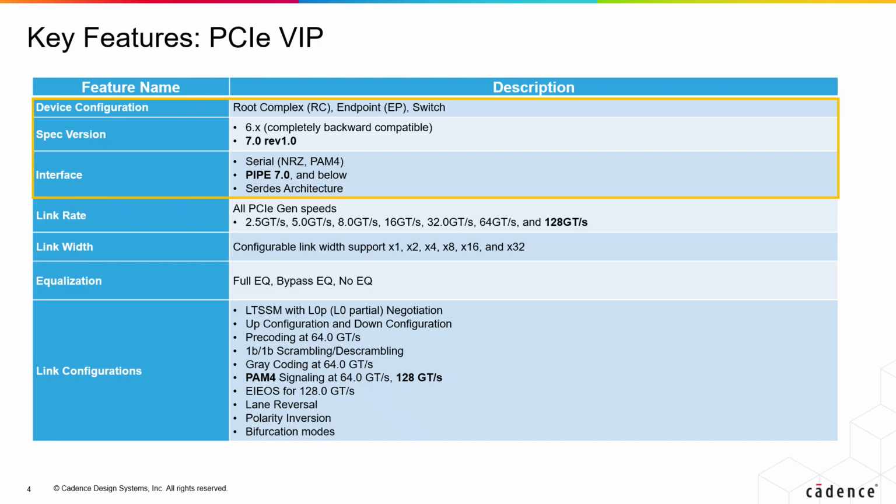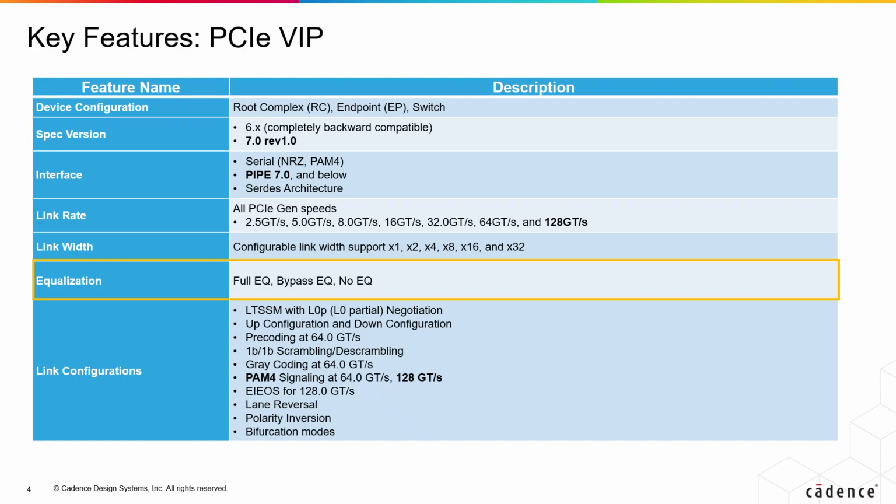PIPE version 7.0 and below can also be exercised. It also has SERDES architecture implemented if required to test the DUT SERDES. All PCIe Gen speeds are also supported, which are 2.5, 5, 8, 16, 32, 64, and 128 gigatransfers per second. Configurable link widths supported are 1, 2, 4, 8, 16, and 32. It has precise control over equalization and can configure the VIP in full equalization, bypass equalization, and no equalization mode.